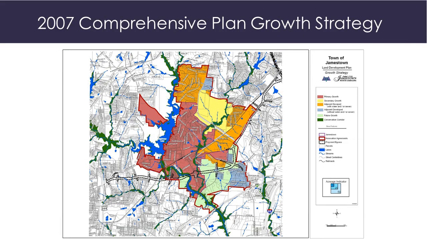The next couple of slides show some maps from Jamestown's 2007 Comprehensive Plan. This provides some additional perspective on how adopted policies have influenced growth in the community over the last decade. This first map shows the town's general growth strategy, with areas in the red color designated as the primary growth areas, yellow as the secondary growth area, and orange designating existing adjacent developed areas with town utility services.